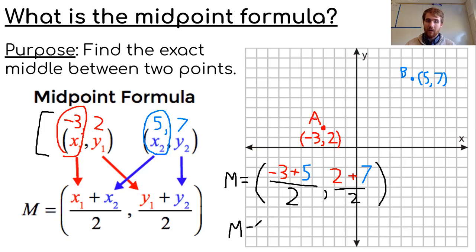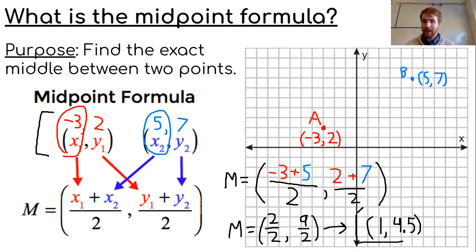So what is -3 plus 5? That's going to be +2 divided by 2. What is 2 plus 7? That's going to be 9 divided by 2. And now this becomes, after a little bit of division, 2 divided by 2 is of course the same thing as just 1. And 9 divided by 2 is going to be 4.5. So this is going to be our final answer.